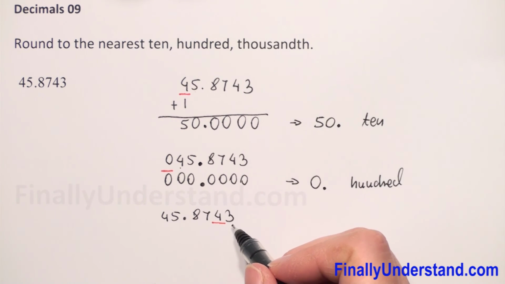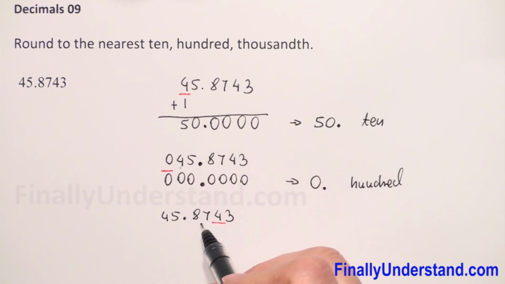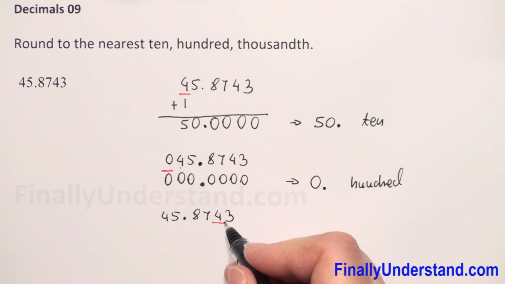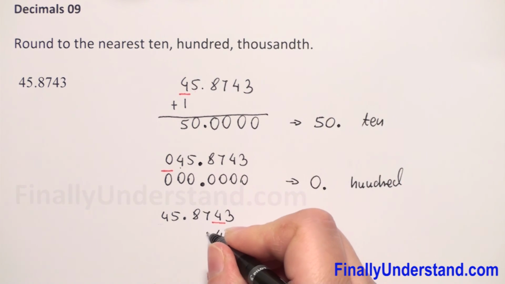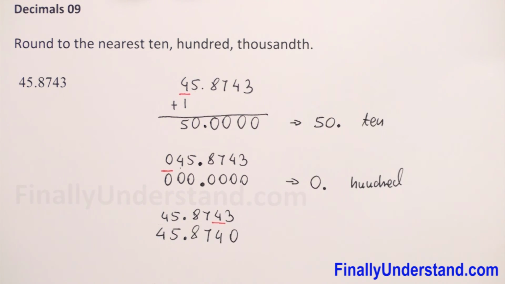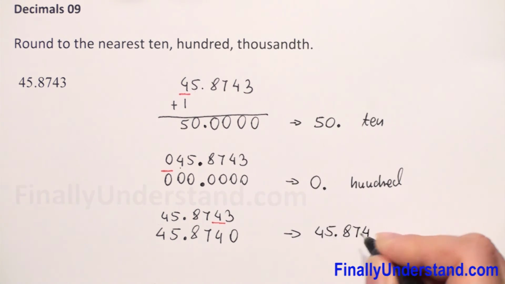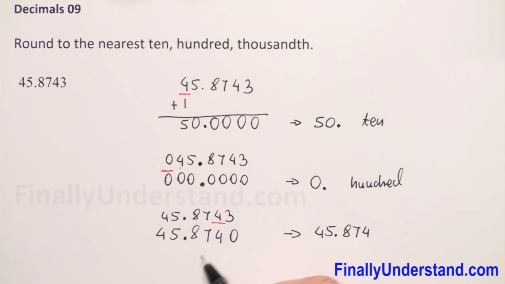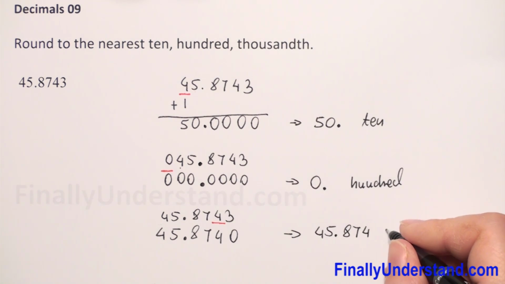When we have less than 5, what do we have to do? We keep the same underlined digit and everything before our underlined digit, and the digits after the underlined number we have to change to 0. So 3 we will change to 0. 4 we copy, 7 we copy, 8 we copy. Decimal point, 5 and 4 we have to rewrite. So my solution would be 45.874. We don't need to copy the last 0 because it doesn't change the value of our number. So this was rounding to the nearest thousandth.